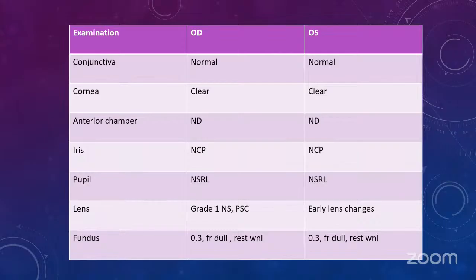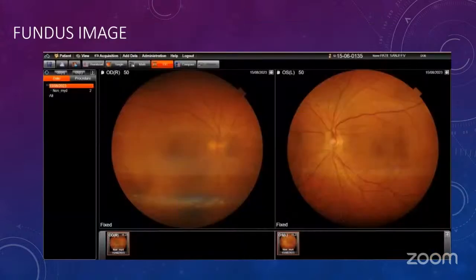On examination, the anterior segment, that is the conjunctiva, cornea, iris, and pupil, were found to be normal in right and left both eyes. The right eye had grade 1 NS, nuclear sclerosis, and posterior subcapsular cataract, whereas the left eye showed early lens changes. The fundus was normal in both the eyes. So this is a fundus image of the patient.